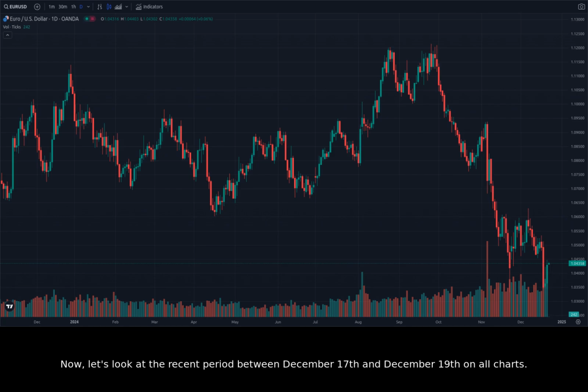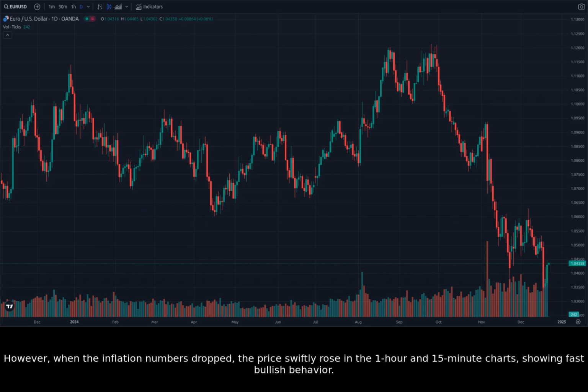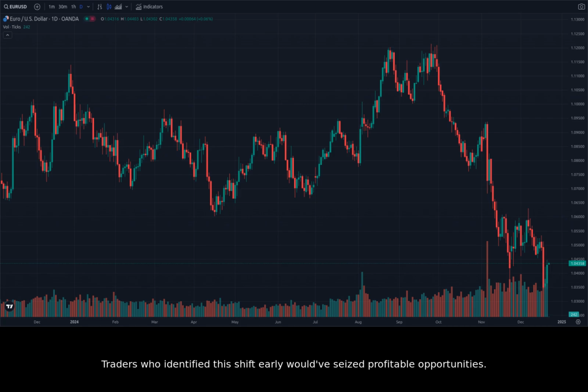Now, let's look at the recent period between December 17th and December 19th on all charts. This period reveals a clear example of the news affecting the chart. Initially, uncertainty caused price consolidation. However, when the inflation numbers dropped, the price swiftly rose in the 1-hour and 15-minute charts, showing fast bullish behavior. Traders who identified this shift early would have seized profitable opportunities.